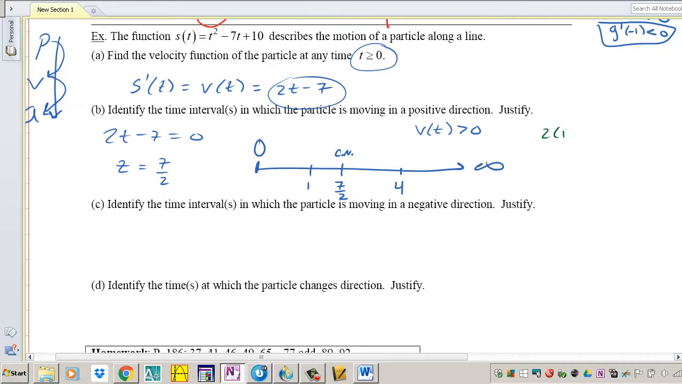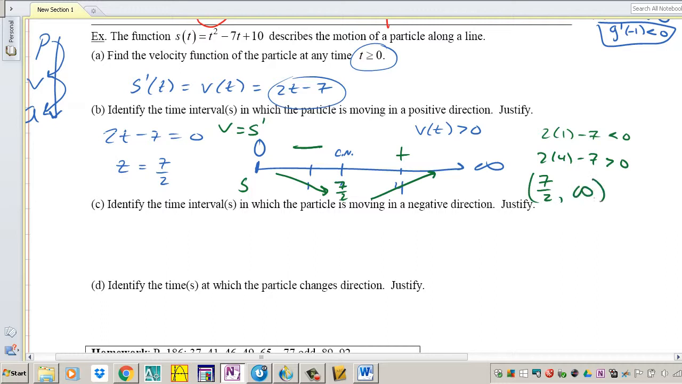So if I test these two numbers in my derivative, if I plug in 1, I get 2 times 1 minus 7, which is negative. So it's negative, going down. So this represents s prime, and this represents s, or v. You can say that v is equal to s prime. If I plug in 4, 2 times 4 is 8, minus 7 is positive. So it's positive, going up. So at what intervals is the graph in the positive direction? Well, it's positive from 7/2 to positive infinity.